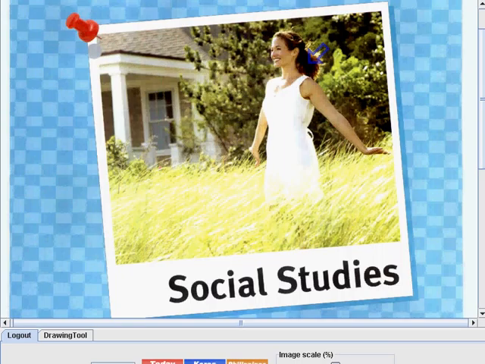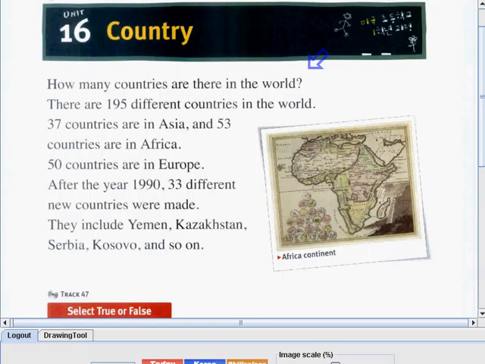Today's topic is related to social studies. This is Unit 16, and our topic is about country. Well, in this picture, you can see a map, and in the map, you can find different countries. Now let's read the passage and let's find out more about country. I will read this first in a slow-paced mode. Then after that, you can join me in reading the passage again in a fast-paced mode.